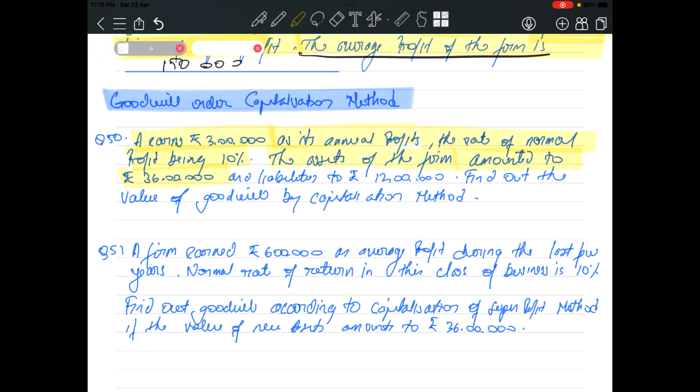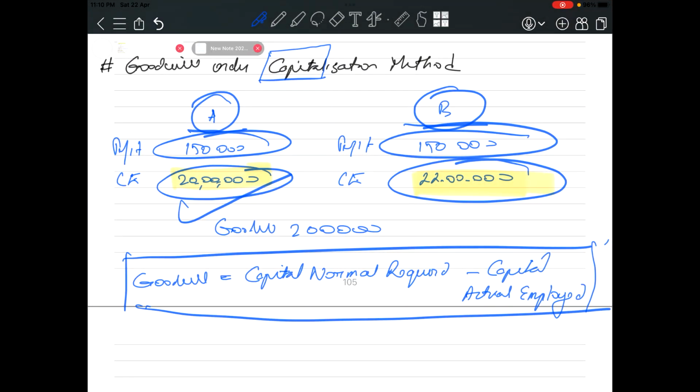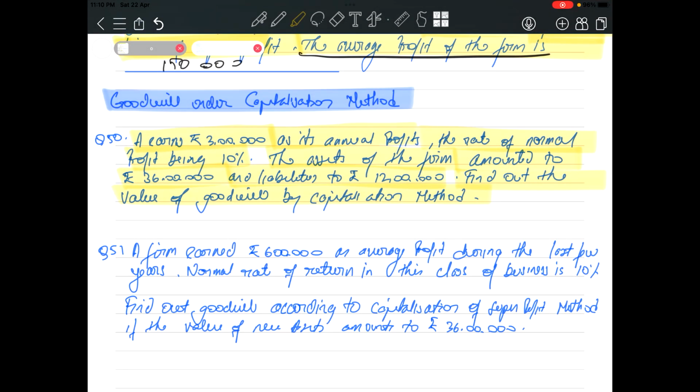What is the asset of the firm? 36 lakhs, and liability is 12 lakhs. Find out the value of goodwill by capitalization method. So we have to find out goodwill by capitalization method. So we have to read the question very carefully. You have to analyze very carefully.